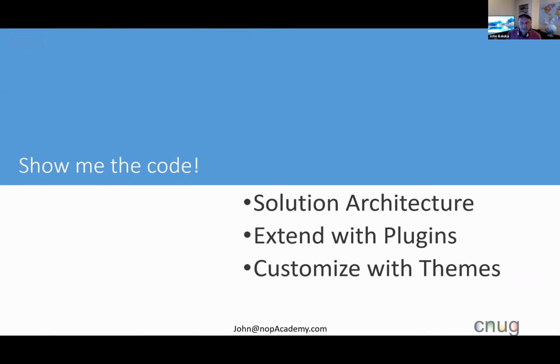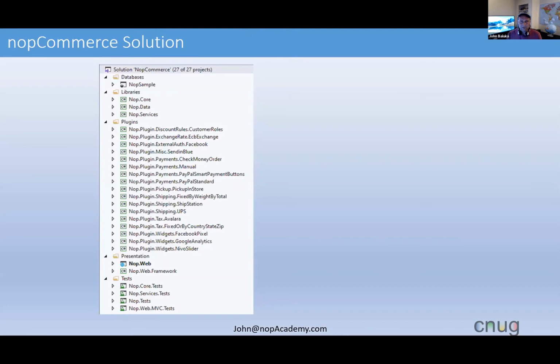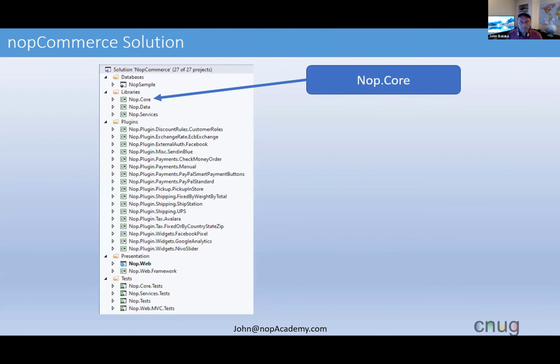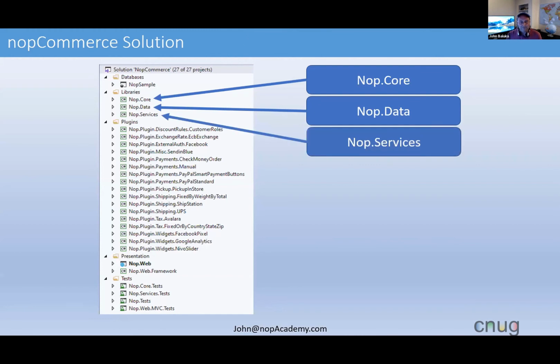All right, so let's look at some aspects of the code. We'll look at the architecture at a code level a little bit more, and talk a little bit about plugins and themes. The solution in nopCommerce has three core libraries. You have nopCore, where you have a lot of common code, even your domain model. Nop.data is where a lot of your data access code resides. And then you have nopServices, where you'll find a lot of business logic.